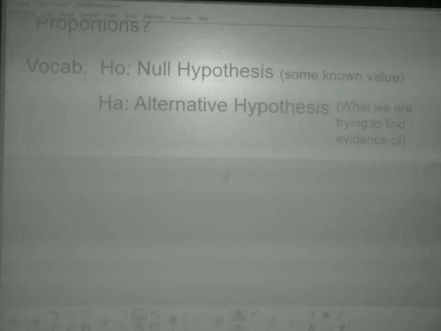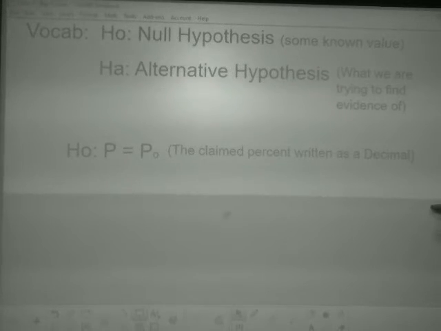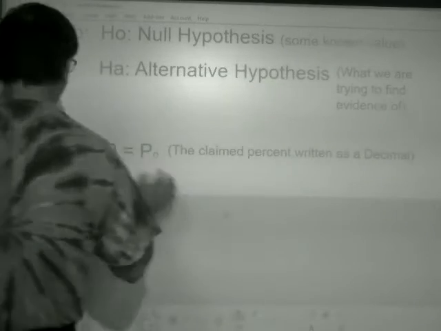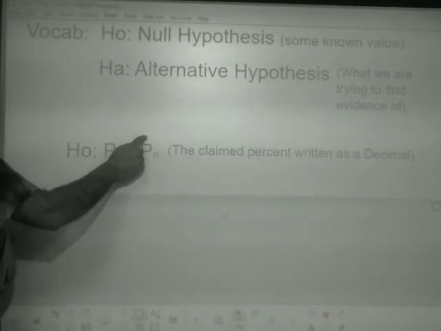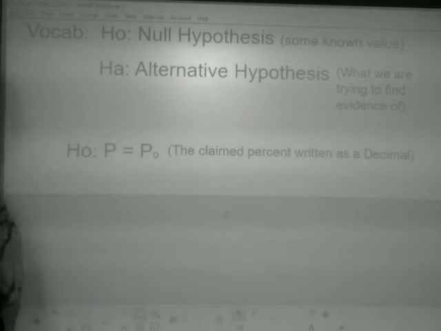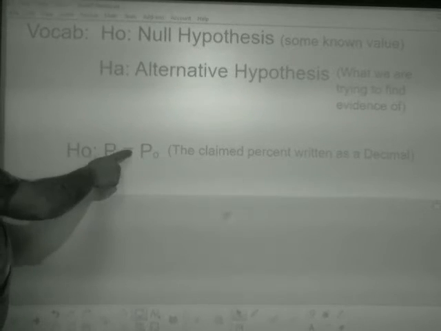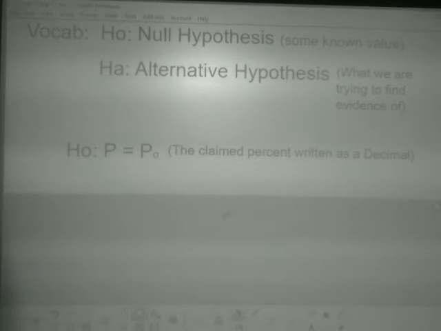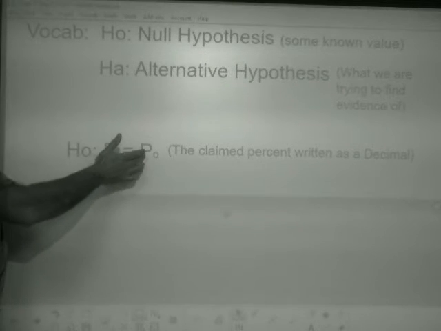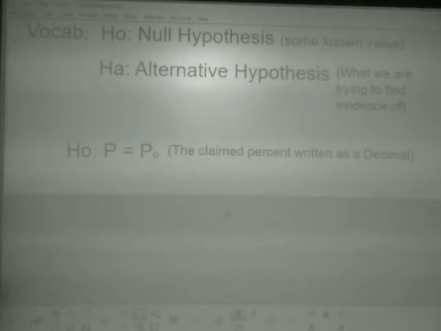So what we do is we write for the problem an H0 and an HA. And the H0 is written capital P equals, and then this is just going to be the claimed percent written as a decimal. This is the initial percent, but we write it as a decimal. So let's say someone claims that 20% of tree frogs are striped green. Well, P would equal 0.20. So the null hypothesis is always capital letter P equals a decimal of whatever the claimed percent is, but we have to write it as a decimal.